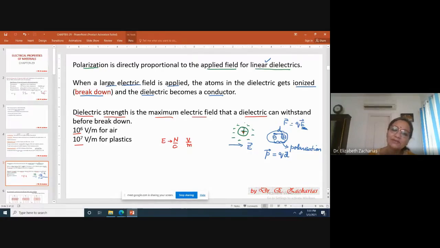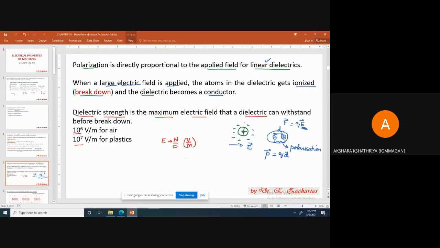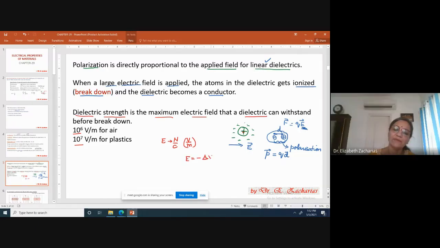This volts per meter unit you were introduced to in the last chapter. I hope you remember the relationship between electric field and potential difference. Anyone remembers? E, V, and D. E is equal to minus dV by ds. Right, minus delta V by delta D, or ds, whatever. So this unit of electric field is coming from here.